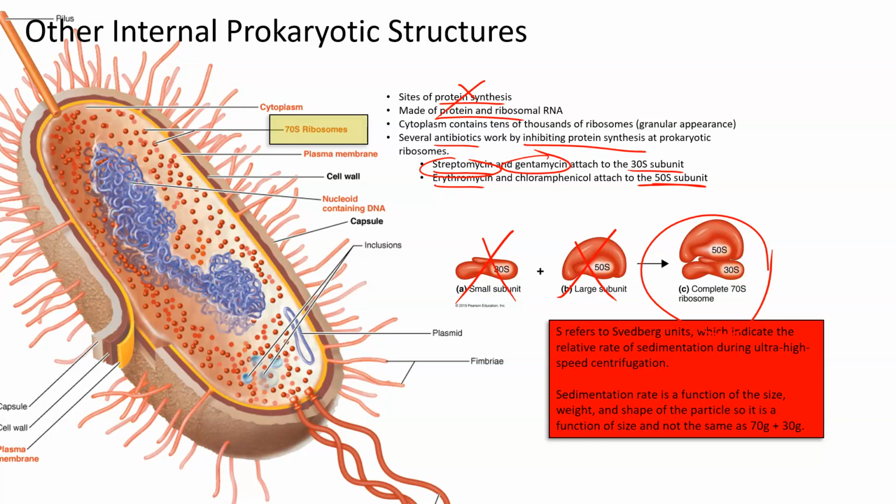Okay, this is not math. It's not basic addition. The S refers to Svedberg units, which indicates the relative rate of sedimentation during ultra-high-speed centrifugation, which basically means that the 50S and 30S is based primarily on the weight and shape of the actual particle and not additive. It's not the same as saying 50 plus 30 to get 80. They're just making a 70S ribosome.